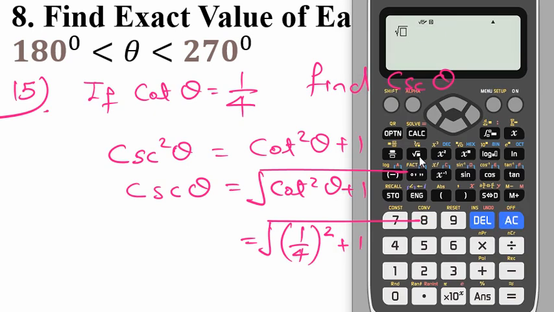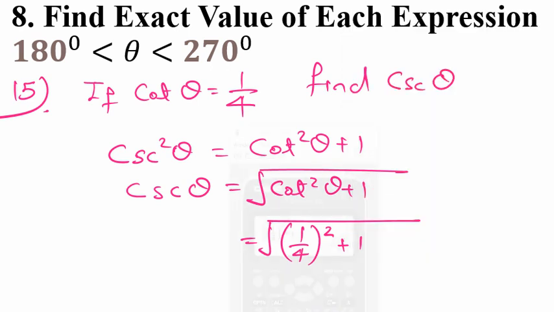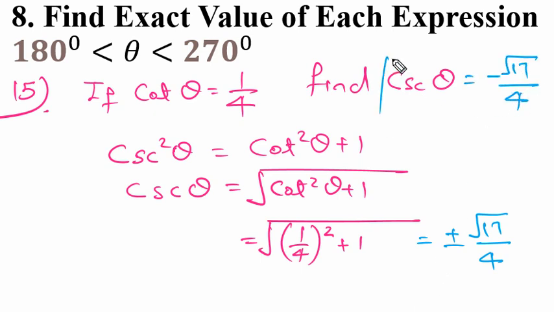So square root, use brackets, 1 over 4, that is squared, plus 1. It will give you square root 17 over 4. So is this only square root 17 over 4? This is plus minus square root 17 over 4. And since it is the third quadrant, I will only take the negative answer. The positive answer will be discarded because of the third quadrant. Next question.